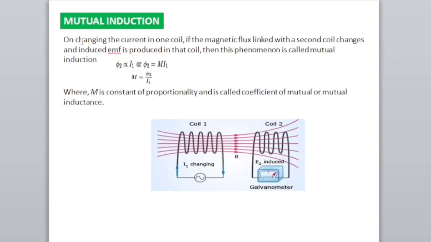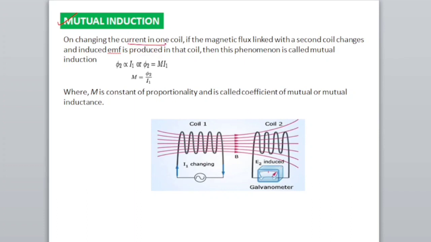Now, after this one, mutual induction. Here there are two coils. In one coil, current is changing, right? And due to change in current in one coil, magnetic flux is changing, and these magnetic field lines also pass through this neighboring coil in which no current is flowing. So whenever there is a change in magnetic flux in the first coil, it also changes in the second coil, and due to change in magnetic flux in the second coil, EMF is induced in the second coil, right? And current is produced in the second coil. So here current is induced, but it is mutual induction, not self-induction.